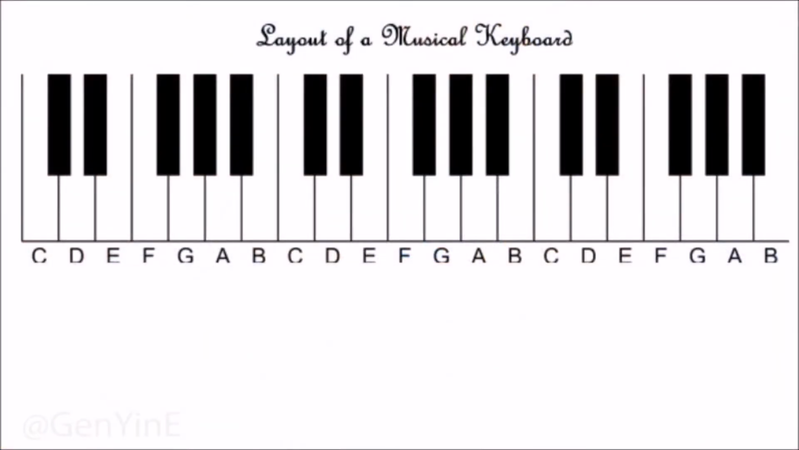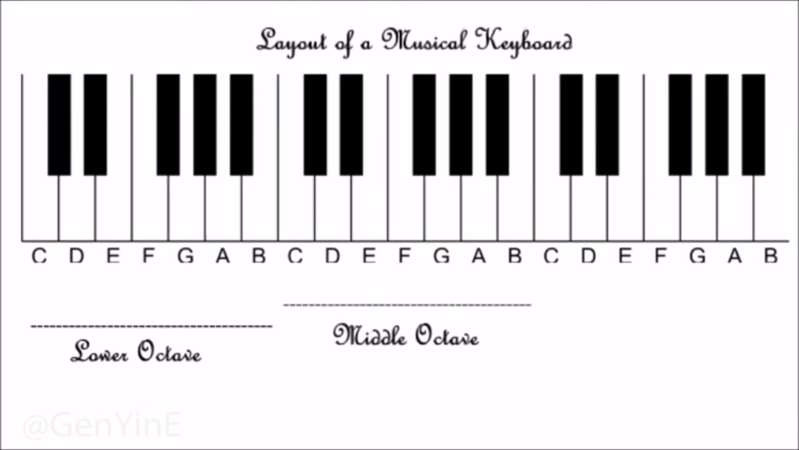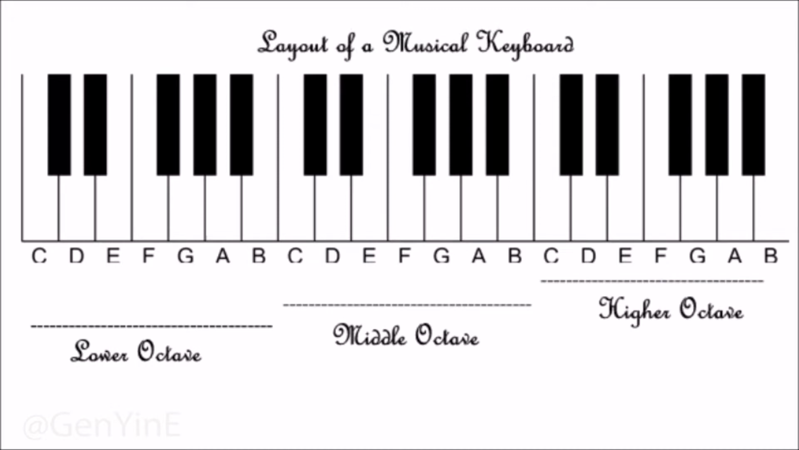Here is the layout of a musical keyboard, and as you can see, the first reed is denoted as C, and then eventually it is named D, E, F, G, A and B, and it is nothing but just for convenience. The first set from C to B is denoted as the lower octave, and then the next set is the middle octave, and the set next to that is the higher octave.